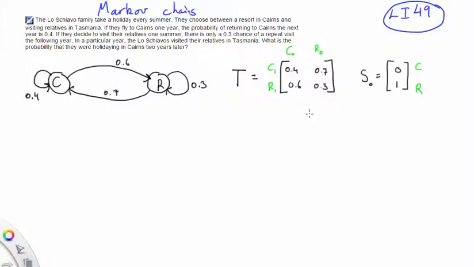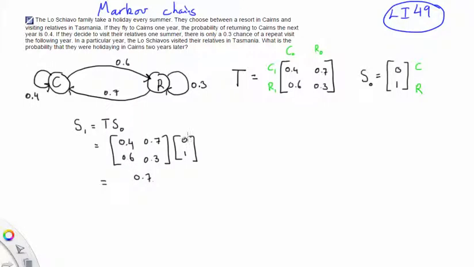So now we've got all the information to work out this problem. What is the probability that they were holidaying in Cairns 2 years later? Well, let's look at 1 year later first. So S sub 1 is 1 year later, and that's going to be our transition matrix times the initial condition. You'll notice this is a no calculator problem. Okay, 0.4 times 0 is 0, 0.7 times 1 is 0.7, 0.6 times 0 is 0, 0.3 times 1 is 0.3. There's our S1.